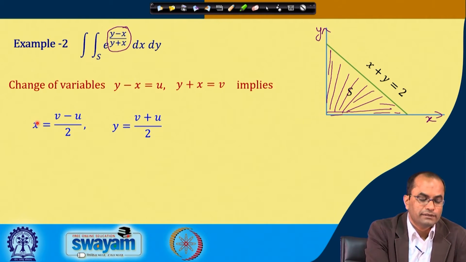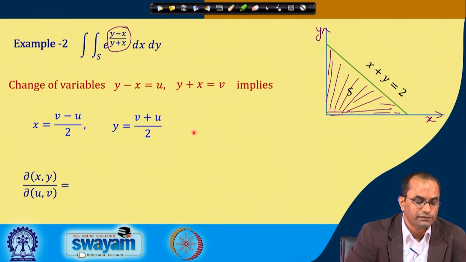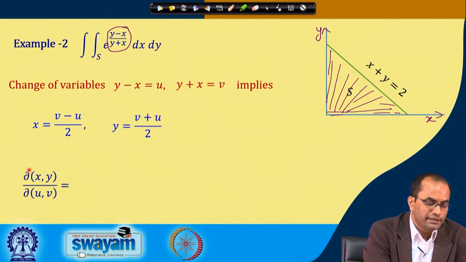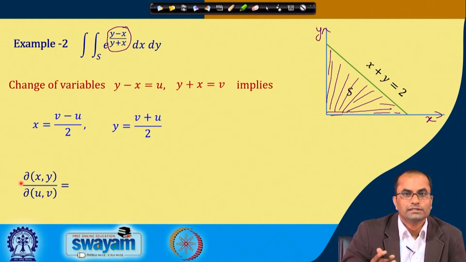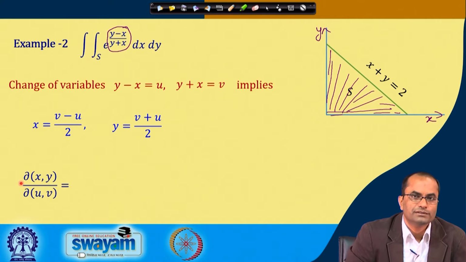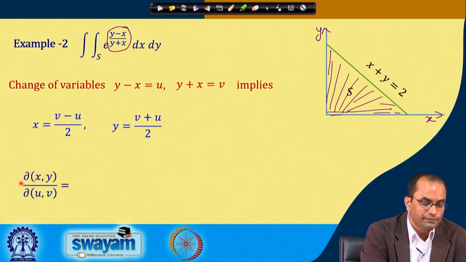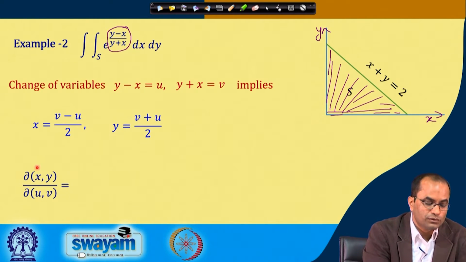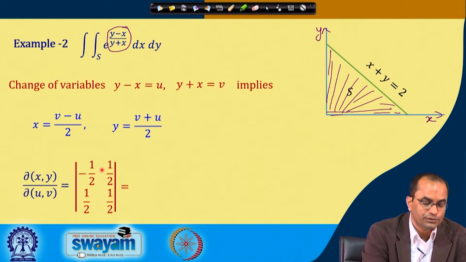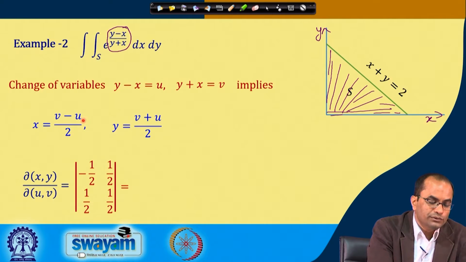So, we have x and y in terms of u and v from the relations, and we can get the Jacobian term because that is needed for the transformation in the new variable in the new integral. Here we have to compute del x over del u and del x over del v. So, del x over del u is minus half, which is coming here, and del x over del v will be half, the second term.